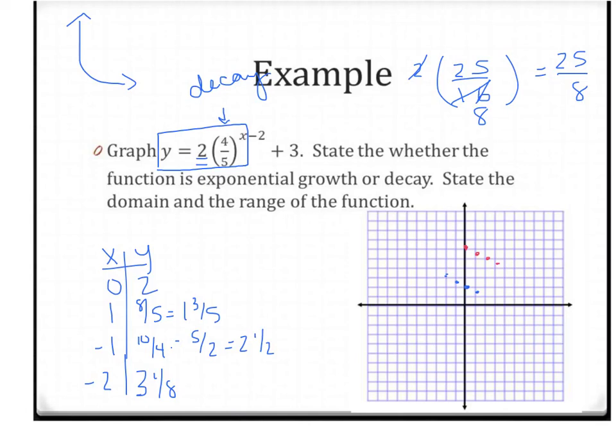Alright, and so our asymptote here is going to be at 3 because we moved that asymptote up to 3. So we're not going to be able to touch that line right there. So we're going to kind of come down like this and come along 3. And so not as curved as the other ones, but that is still an exponential decay.